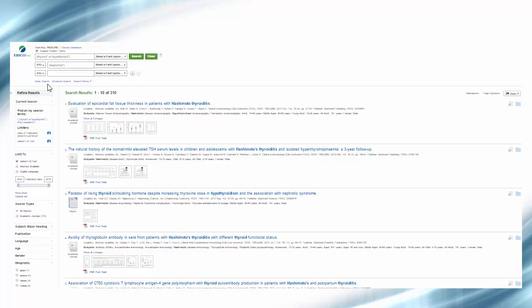Then we add the term Hashimoto truncated. We limit the years, and we only provide articles with full text. The number has come down from over 6,000 to 310, but that might be still too many.